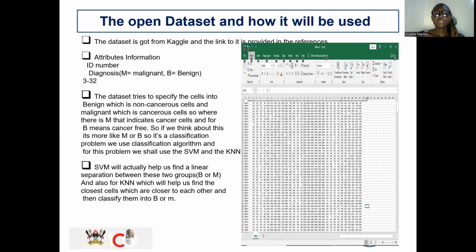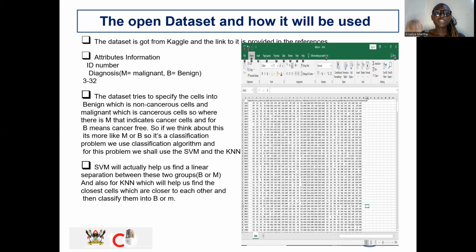Now the data set that will be used is from Kaggle. I've provided the link down below. In this data set, we have the ID and the diagnosis, which is M, which stands for malignant, and B, which is benign. The data set classifies the cells into benign, which is non-cancerous, and malignant, which is cancerous. So where there is M, that indicates cancer cells, and B means cancer-free.